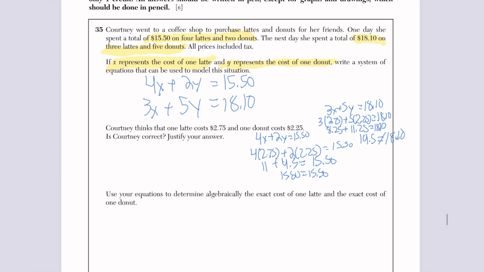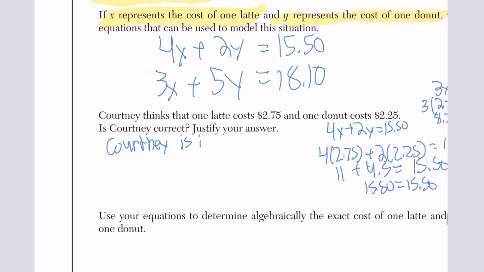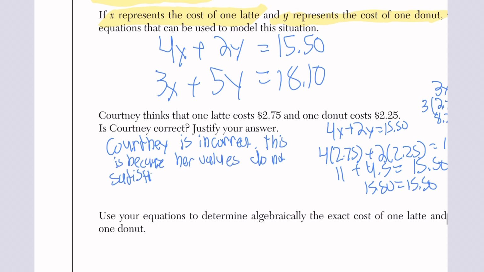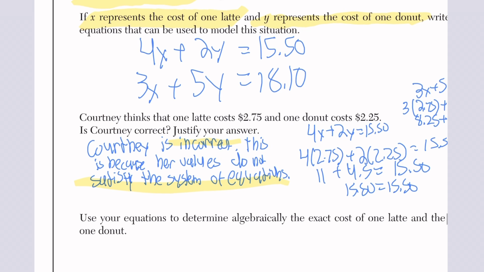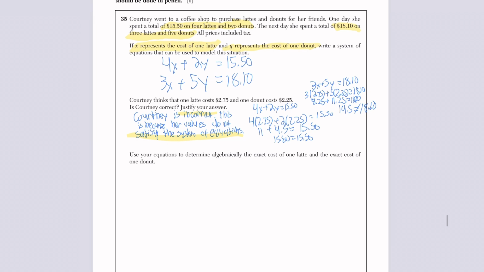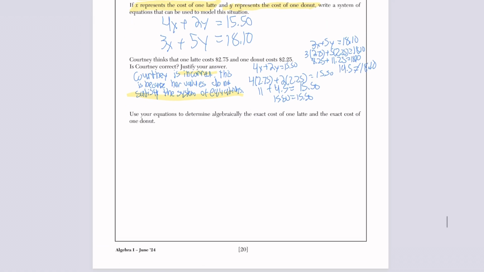So Courtney is incorrect. So as long as you have something that shows she is incorrect and it doesn't satisfy, and you showed your work, then you're right. Next is you actually determine the cost of each.